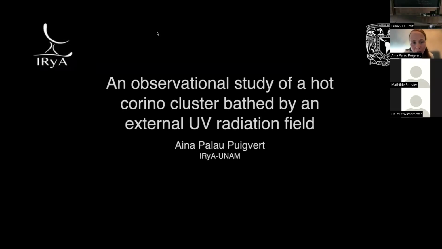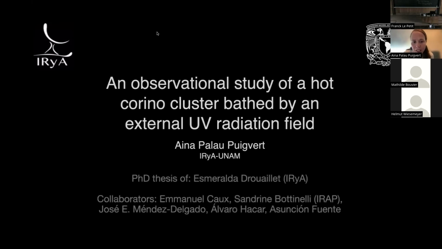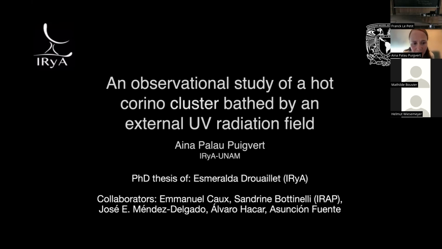I would like to talk very briefly, that's the last talk of the day, on a study that we have done of a nascent cluster that seems to be bathed by an external UV field. And that's a quite common situation in extragalactic studies, so I think we can learn from this case. This is part of the PhD thesis of Esmeralda Drayet, and my collaborators are listed here.